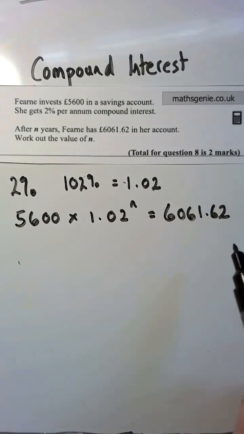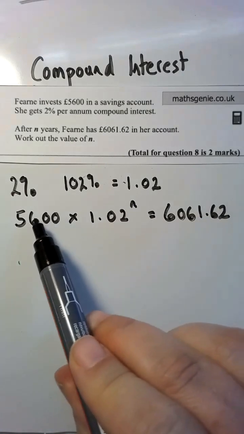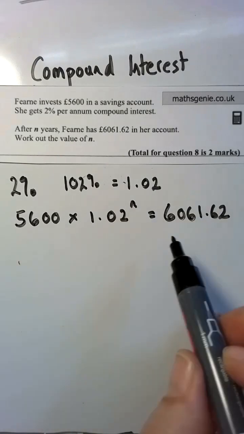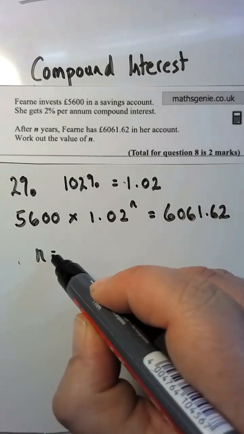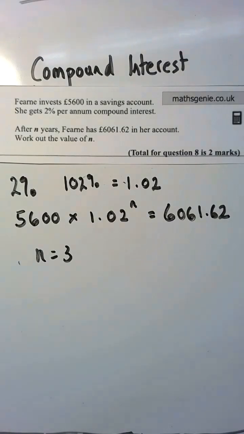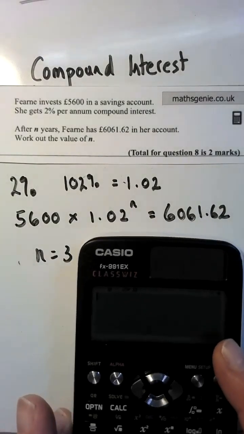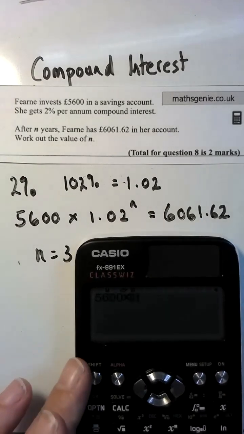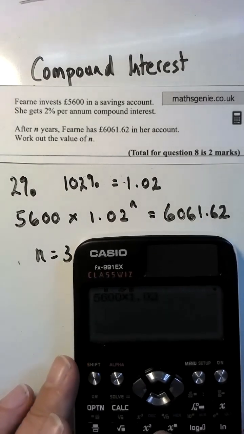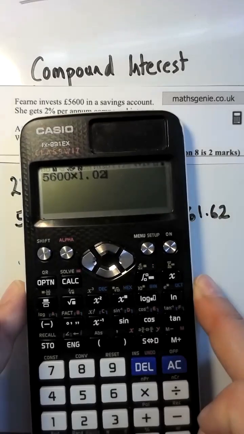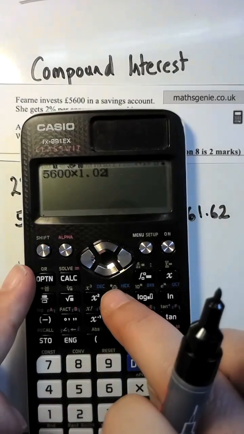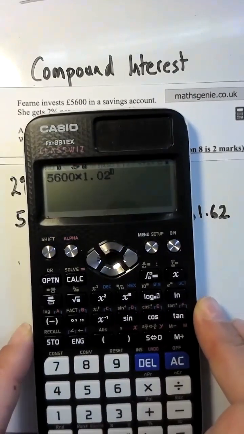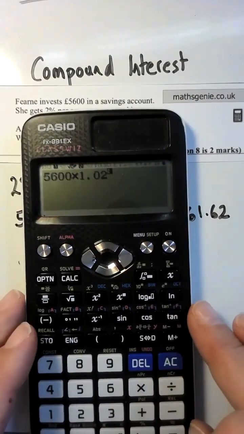6061.62. So what I'm going to do is use my calculator. I'm going to put this in with a guess at the number of years. I'm going to start by thinking maybe n equals 3. And so I need my calculator to work that out. So this is what I've put into my calculator. I use this button here, and I've started with n equals 3. So I'm going to put a 3 up here.